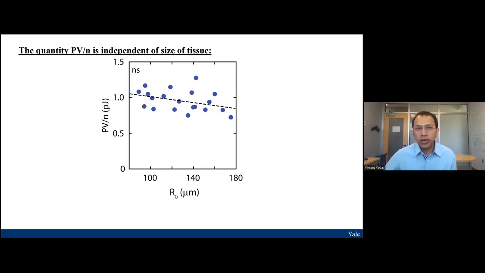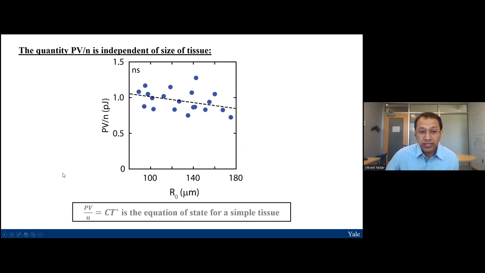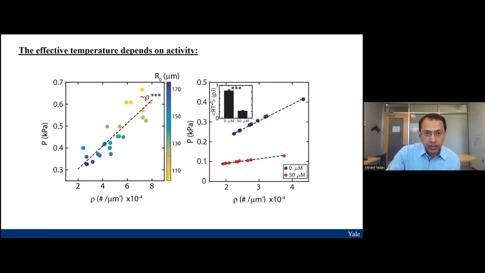And that is what we are going to call our equation of state. If you take the pressure of this aggregate and multiply it by its volume divided by the total number of cells, you get something which is independent of the size of the aggregate. And so we would like to say that PV/N is equal to some constant, where there is an effective temperature which comes from the activity. This is the equation of state for a tissue.